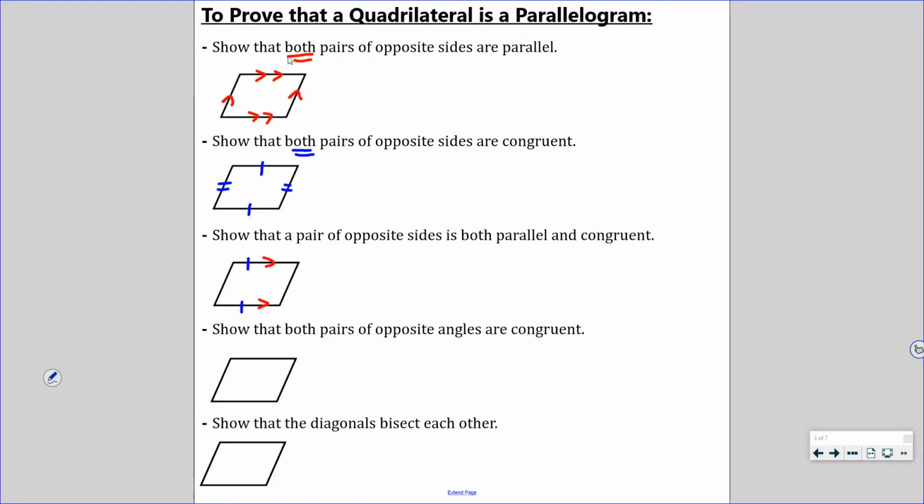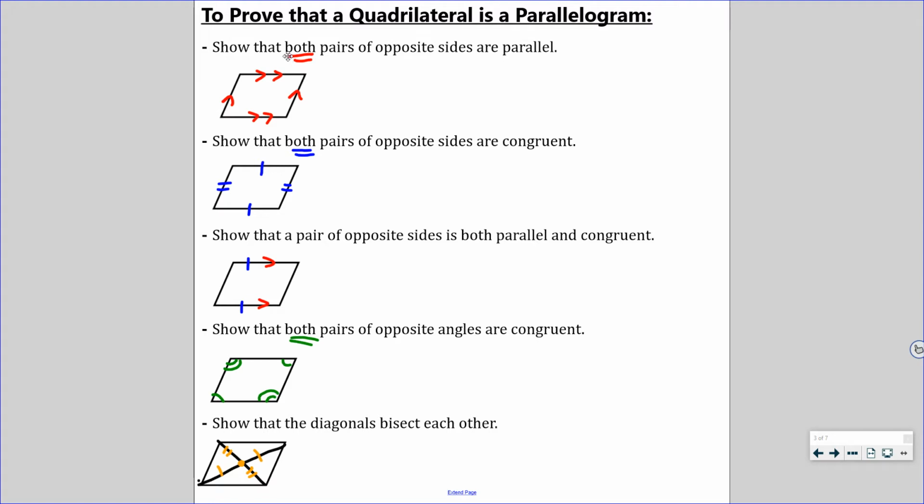We could also show that both pairs of opposite angles are congruent. So we know that's one of our characteristics of a parallelogram. So the opposite angles, we've got to show both though. We can show that. Or last case scenario, we can show that the diagonals bisect each other, meaning they cross at the midpoint. If we can show that, then we know it's a parallelogram.